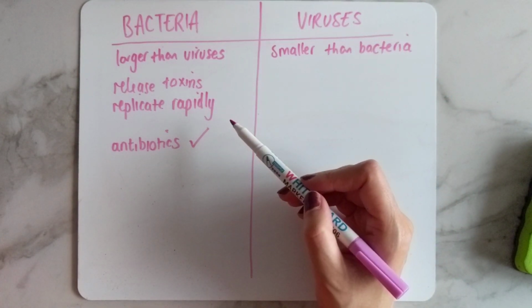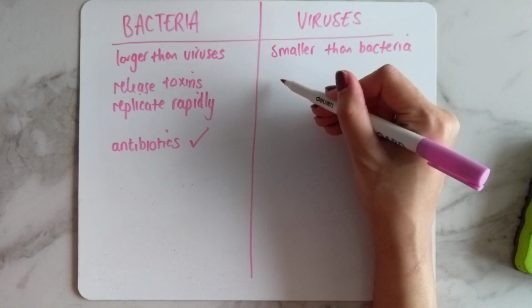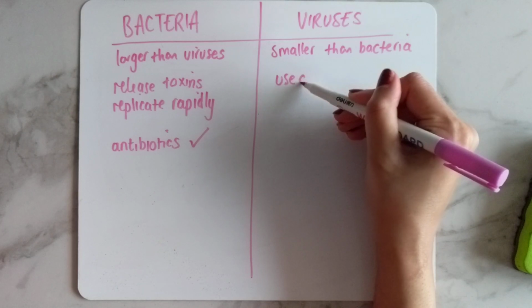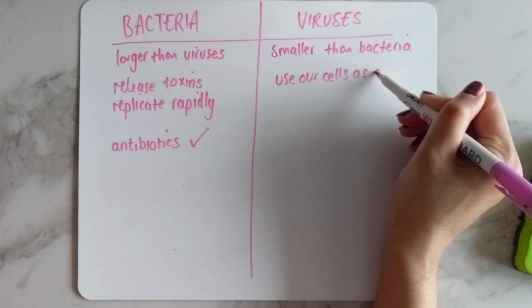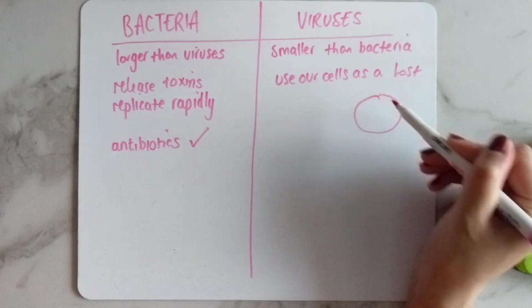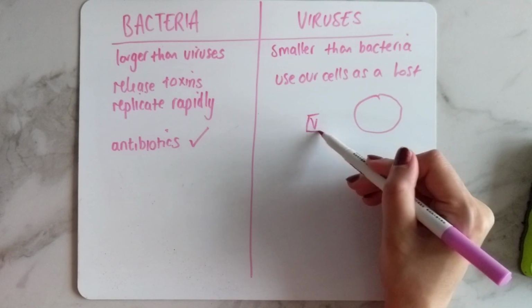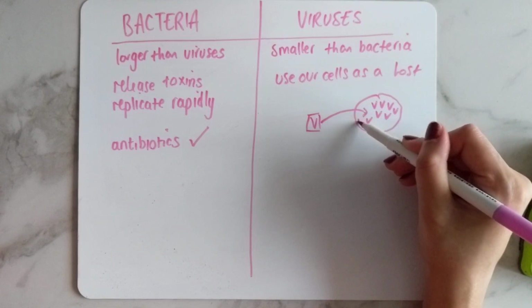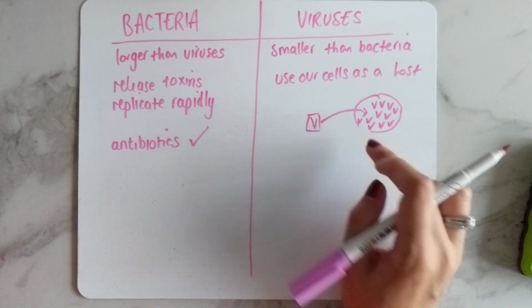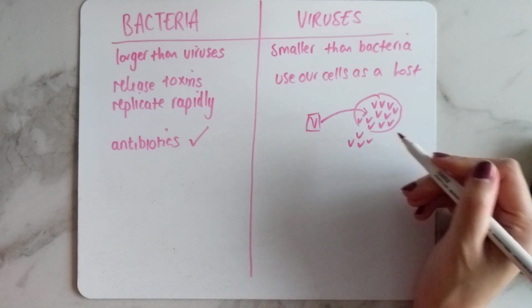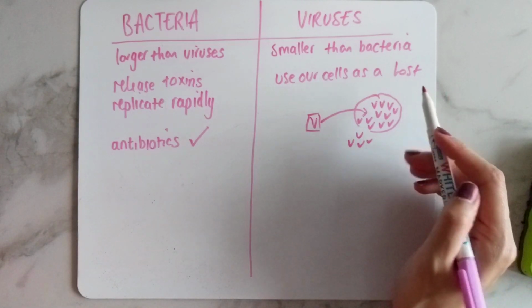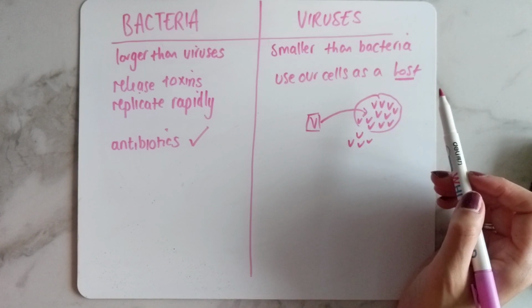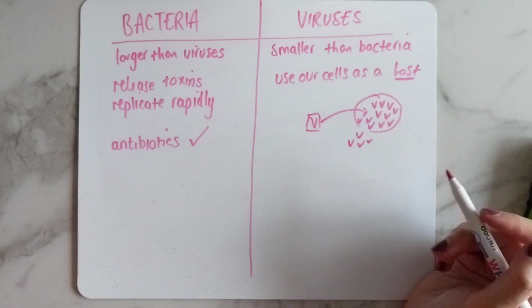So they don't release toxins, but what they do is they get inside our healthy cells and use our cells as a host. So if this is my healthy cell, this is the virus, they get inside our healthy cells and they start replicating rapidly. And then eventually our healthy cell will burst, and it's this cell damage that makes us feel ill. So using our cells as a host basically means they're living there, they're feeding off our cells, they're kind of using it as a home.